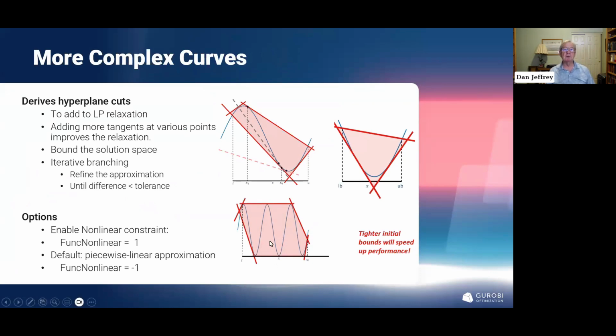So if you look at that sine wave in the bottom, we have a lot of space that's nowhere near the curve. So we're going to have to start branching like crazy there. Who knows how many branches we'll have. But just specifying func nonlinear equal 1, you're asking Gurobi to do this instead of using the piecewise terms.